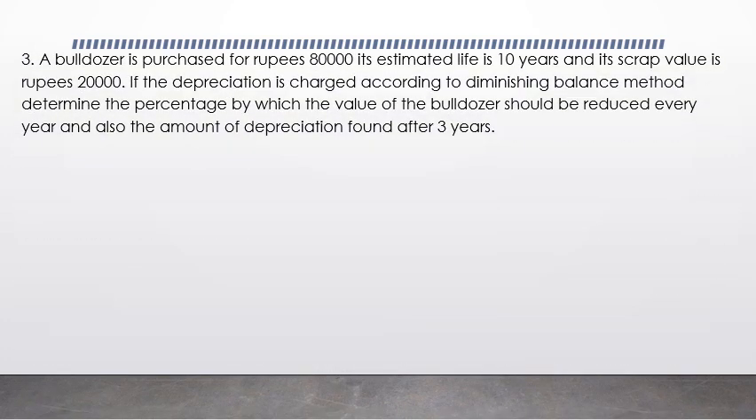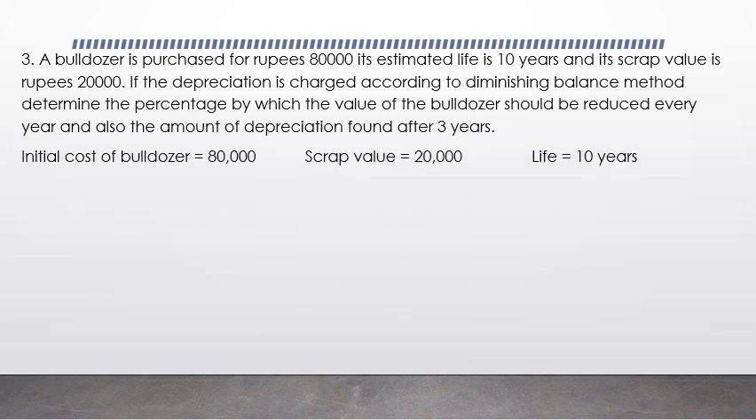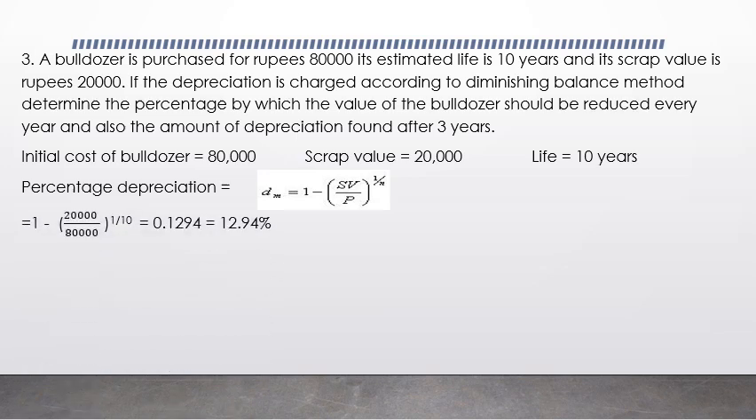The third problem is a bulldozer purchased for rupees 80,000, its estimated life is 10 years and its scrap value is given as 20,000. Diminishing balance method is asked. The initial cost is given as 80,000, scrap value is 20,000, life is 10 years. Percentage depreciation in diminishing balance method is calculated using this formula. Substitute the values, we get it as 12.94%.